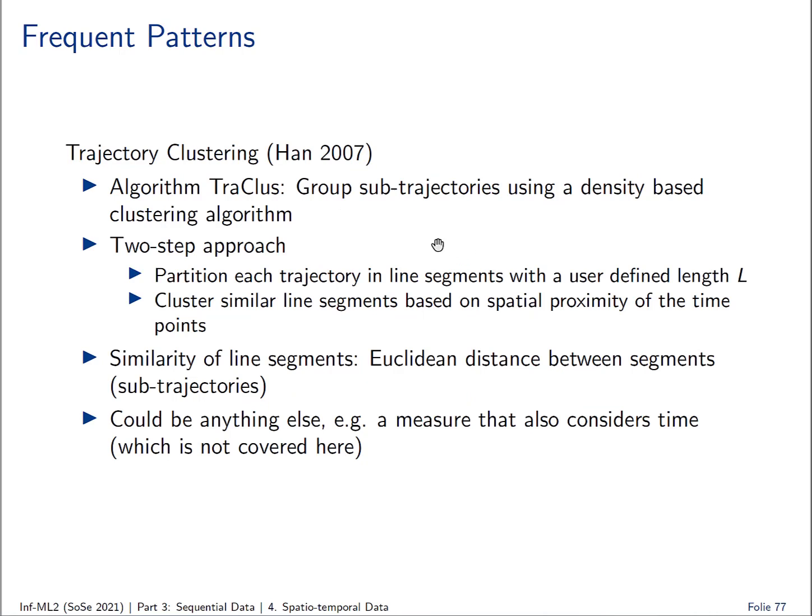Yeah, then if you want to cluster trajectories, which is also very common, a paper by Han is maybe one of the pioneering approaches here, which proposed the so-called TRACLUS algorithm, which stands for trajectory clustering, obviously. Yeah, so it uses a density-based clustering algorithm, which is very similar to DBSCAN, to group sub-trajectories, and it uses a two-step approach here.